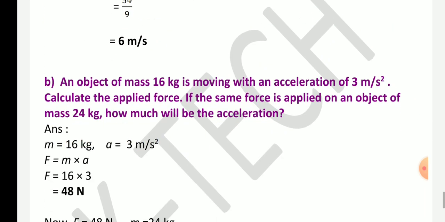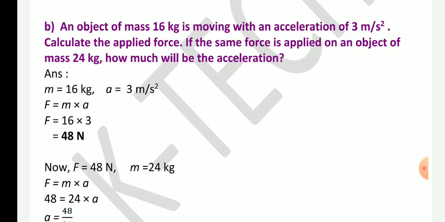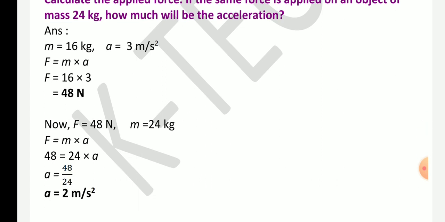Okay? The second one. An object of mass 16 kg is moving with an acceleration of 3 meter per second square. Calculate the applied force if the same force is applied on an object of mass 24 kg. How much will be the acceleration? So let's see. Mass is 16 kg. Acceleration is 3 meter per second square. So what is the formula for force? It is mass into acceleration. So 16 into 3 gives us 48 Newton.